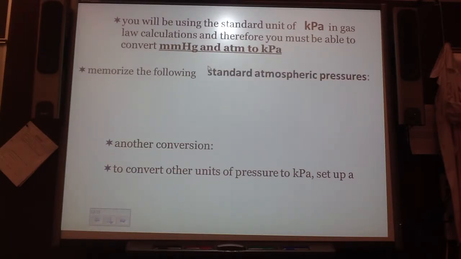So, memorize the following. Standard atmospheric pressure, 760 millimeters of mercury is equal to 1 ATM is equal to 101.325 kPa.